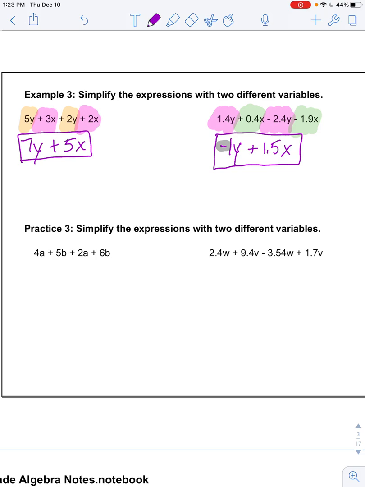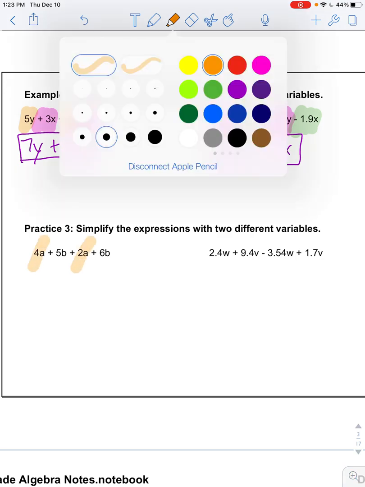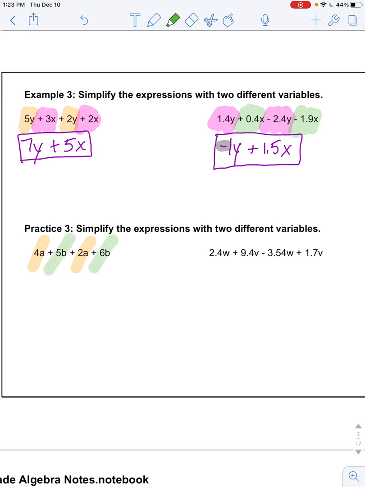Alright, so let's take a look. So if I highlight my same letters, I got 4a and 2a, those will be orange. And then I'll make my b's green, 5b and 6b. So I'm going to add my numbers that are the same colors. So 4a plus 2a gives me 6a. Then I can add my b's, which are both green, 5b plus 6b equals 11b, and then that can go no further.